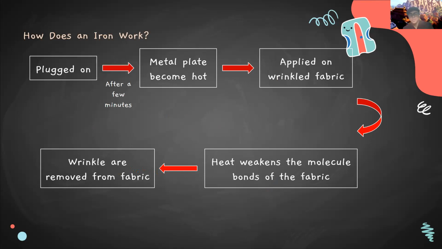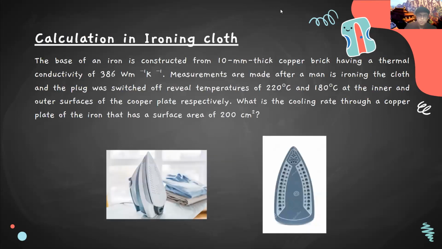So how does an iron work? Basically, first we plug in the iron, and after a few minutes the metal plate of the iron becomes hot, and then we apply the iron on the wrinkled fabric. When we apply it, the heat weakens the molecular bonds in the fabric, and finally the wrinkles are removed from the fabric. Alright, and then we move to the calculation in ironing cloth.